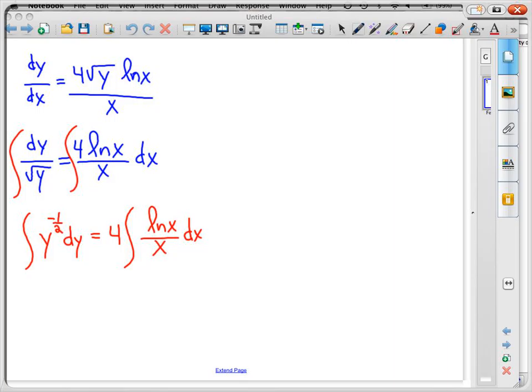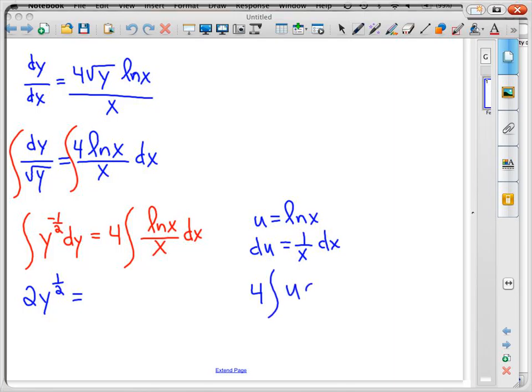So when I do the integral, I can see that this is just 2y to the 1/2 power. But the other side's a little more subtle, because that probably would require integration by substitution. So to do that integration by substitution, I'm going to just do a little bit of work off to the side really quickly here, and I'm going to let u equal ln of x. Therefore, du is equal to 1 over x dx. And so what I really have over here is just the simple integral 4 times u du. And so that's really the integral that I'm doing.